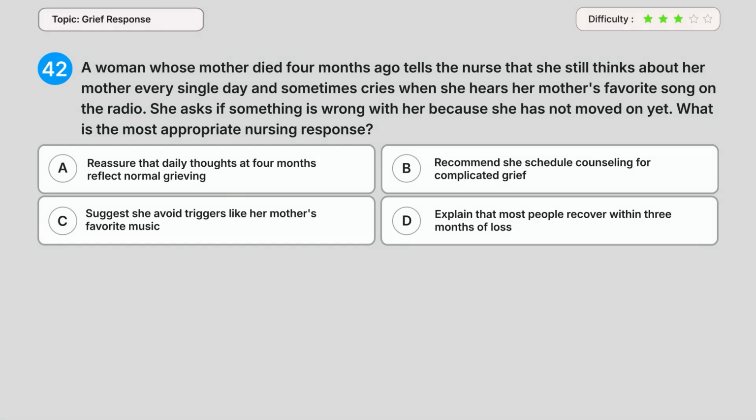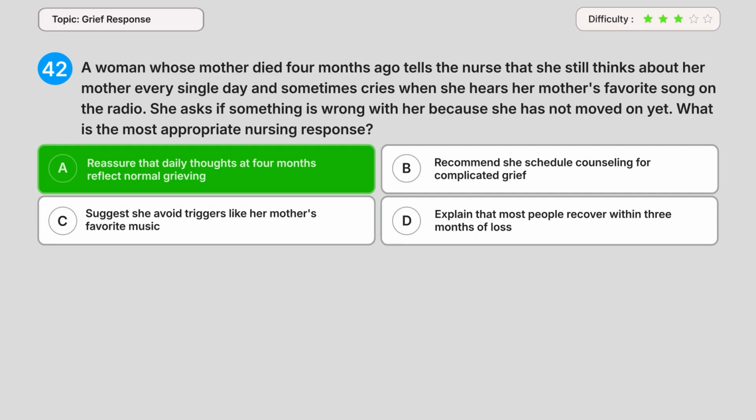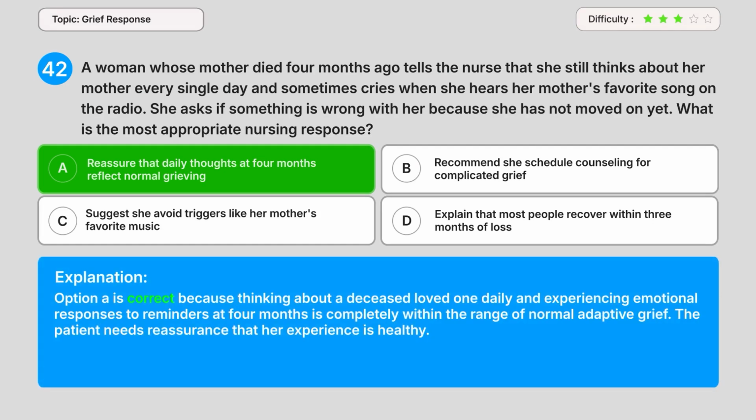Correct answer: A. Reassure that daily thoughts at 4 months reflect normal grieving. Explanation: Option A is correct because thinking about a deceased loved one daily and experiencing emotional responses to reminders at 4 months is completely within the range of normal adaptive grief. The patient needs reassurance that her experience is healthy.